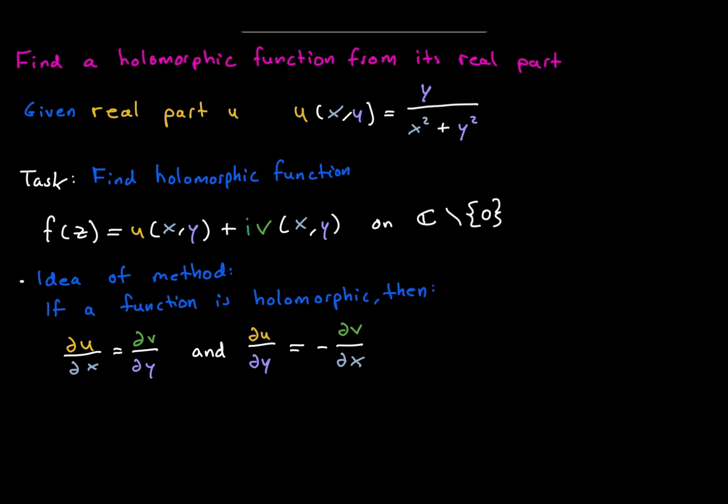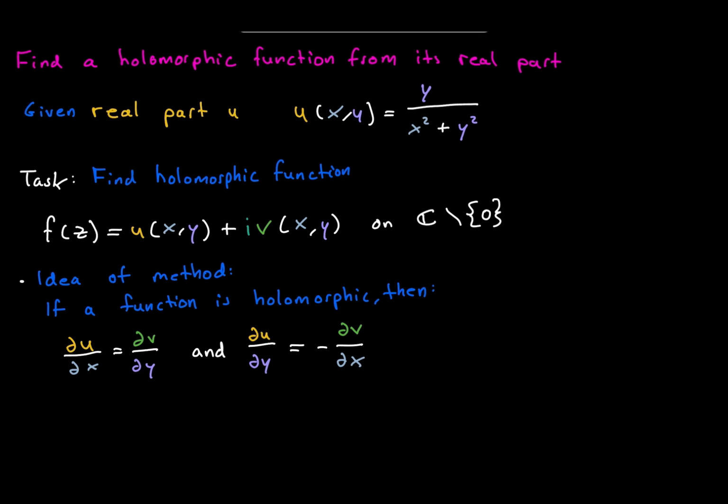We are given the real part of a holomorphic function, u of x, y equals y over x squared plus y squared. And we want to reconstruct the full function, f of z equals u plus i times v, on the complex plane without zero. The key idea is this.